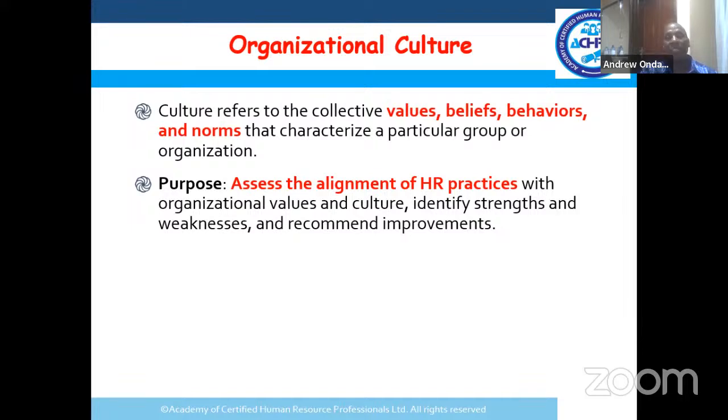I have already indicated that culture consists of these many aspects, which I've condensed into 4. 1, the values. These are things that we consider to be important. 2, Beliefs. These are things that we consider to be true. 3, Behaviors, these are the actions of people. And 4, the norms, these are the practices. In my address on organizational culture, we are going to look at the values and norms, because these are the key factors that determine the behavior of employees in organizations.